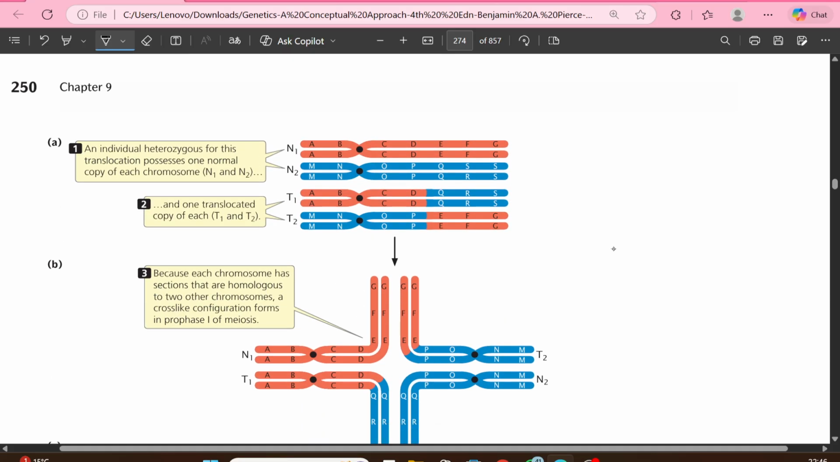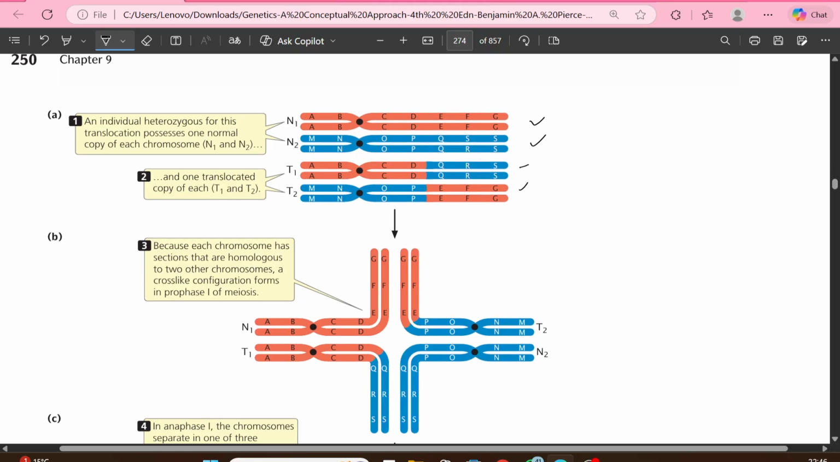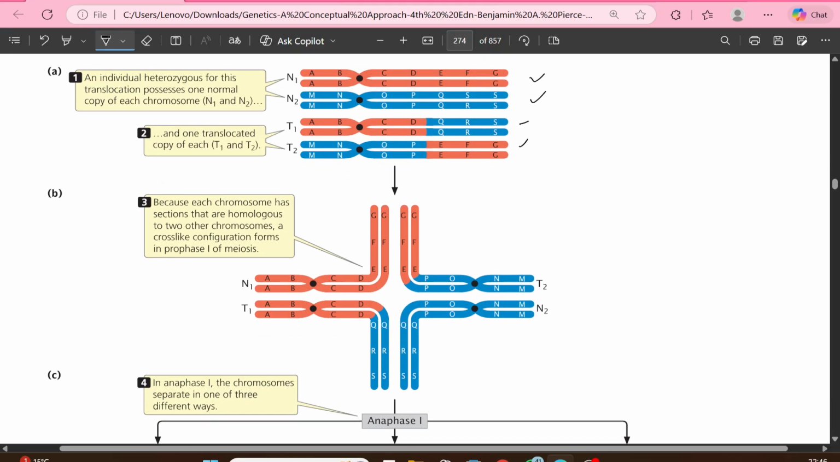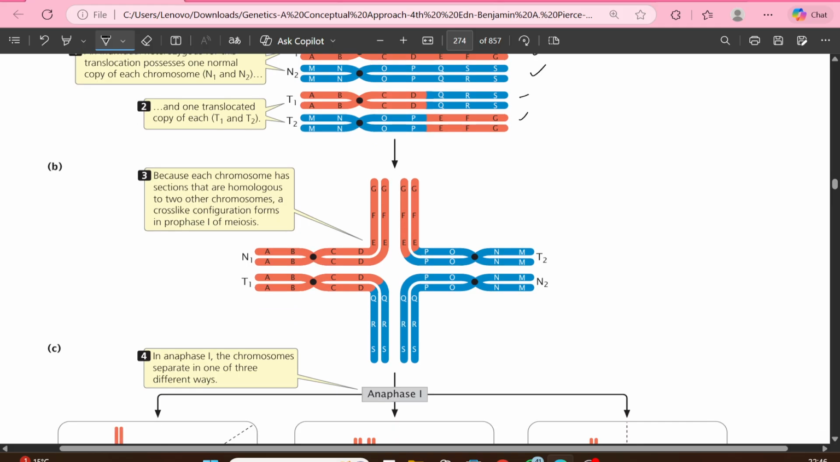So this is an individual heterozygous for this translocation, possessing one normal copy of each chromosome. Let's say N1 and N2 are the normal copies, and T1 and T2 are the translocated copies. Because each chromosome has sections that are homologous to the two other chromosomes, a cross-like configuration forms in prophase 1 of meiosis, this way.